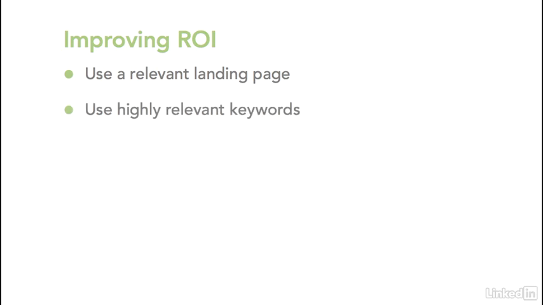You want to use relevant keywords. If you're using general keywords and ad text, a customer might be expecting to find something that you don't offer. Highly targeted keywords and ad text help ensure that your ads are showing only on searches relevant to your product or service. Next, you want to focus on increasing bids on your profitable keywords.